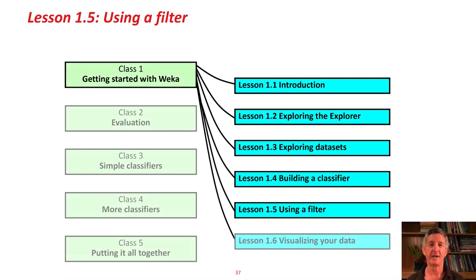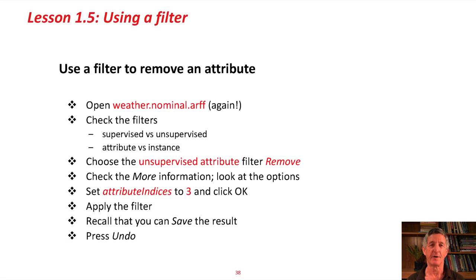Hello. In the last lesson we looked at using a classifier in Weka, J48, and in this lesson we're going to look at another of Weka's principal features, filters. One of the main messages of this course is that it's really important when you're doing data mining to get close to your data and to think about pre-processing it or filtering it in some way before applying a classifier. So I'm going to start out by using a filter to remove an attribute from the weather data.